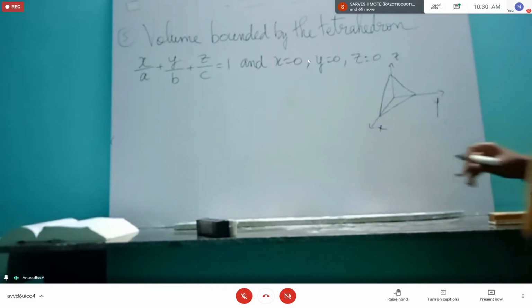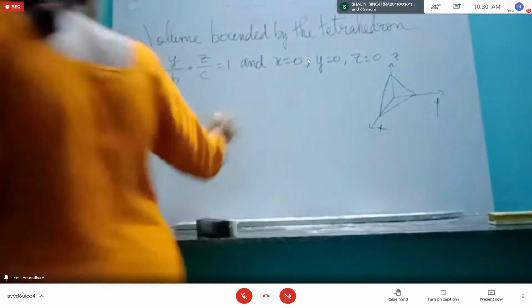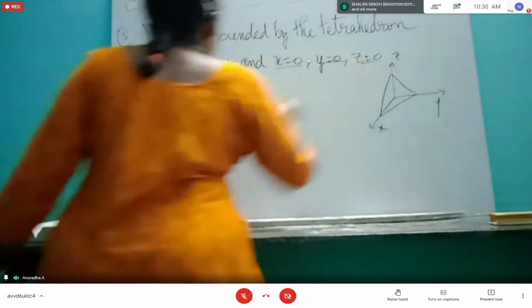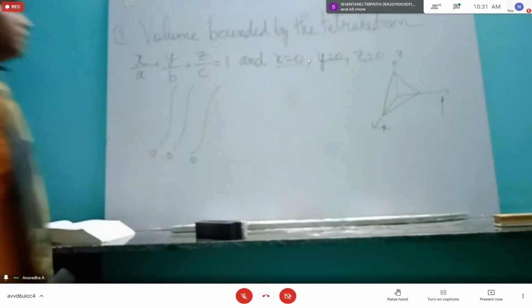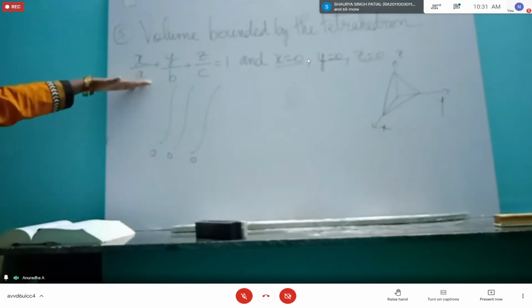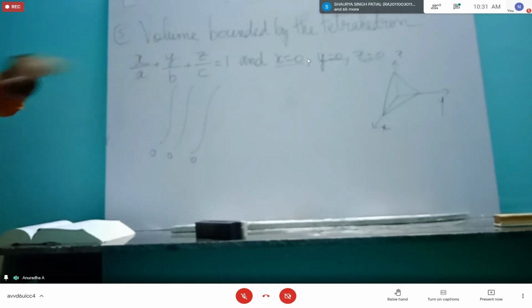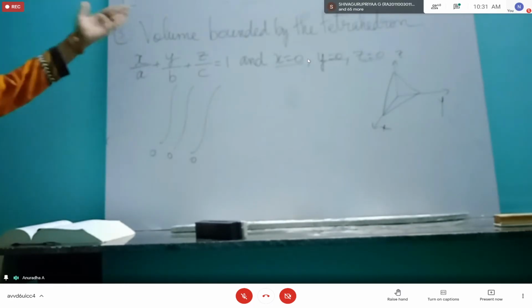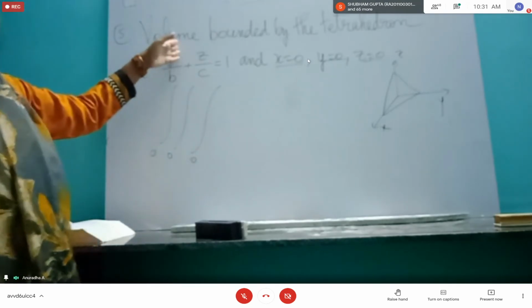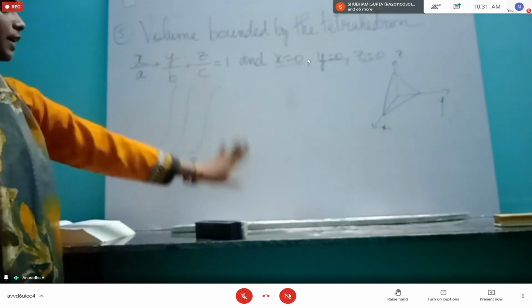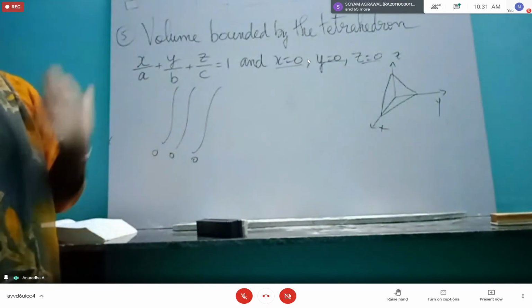So now, how to write the limits directly from the question? From here we can see obviously these are going to be the lower limits: 0, 0, 0. We can take any order. They have not fixed whether we have to take dx, dy, dz or any other order. They have not given any order. We can take whichever order we want. Whichever we do is going to be the volume. The structure is going to be the same, so you are all going to get the same answer.